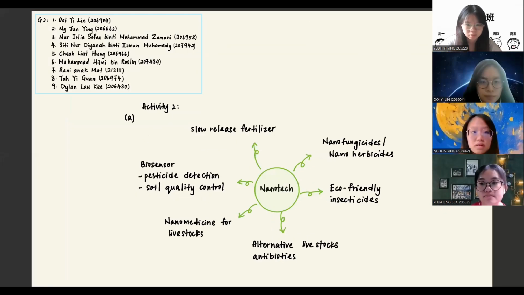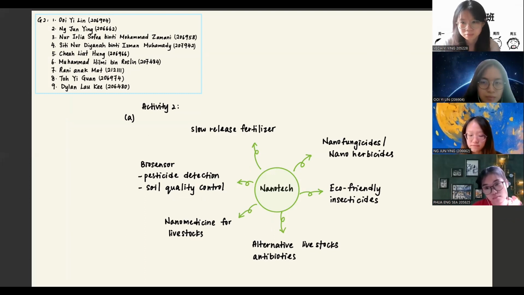Yes. Okay, so I'm Jun Ying, and Yi Lin and I are from group 2. Our topic is smart farming. Smart farming is an advanced concept used in the agriculture sector with the aim to increase crop yields, improve food safety, reduce reliance on human resources, and finally promote sustainable agriculture.